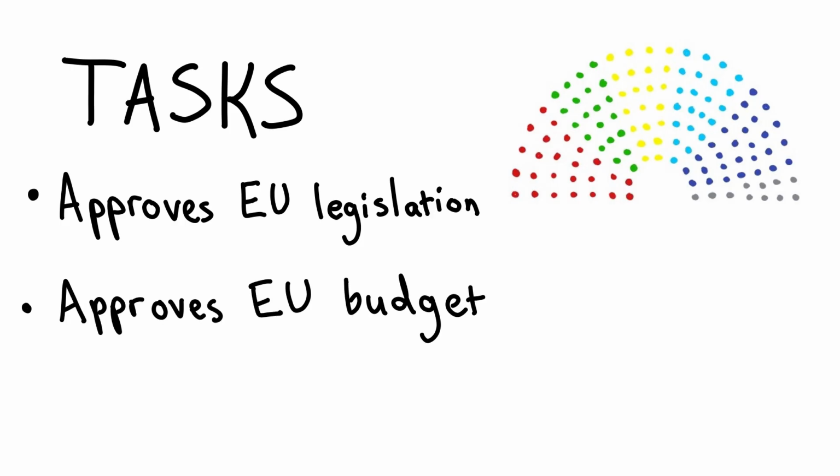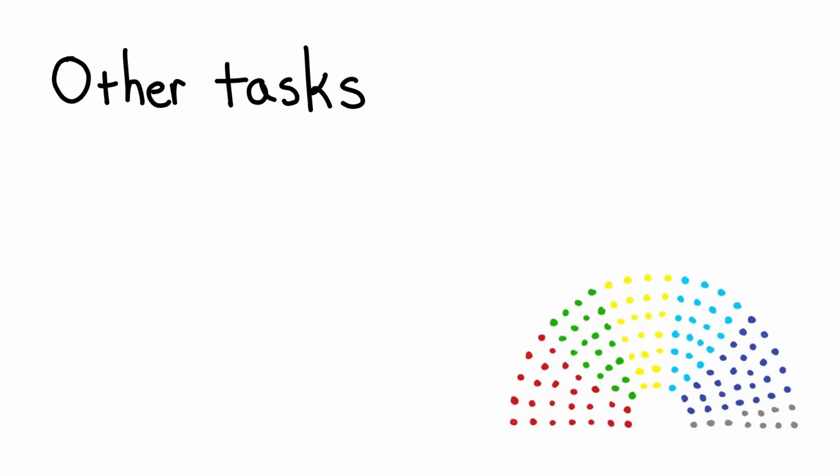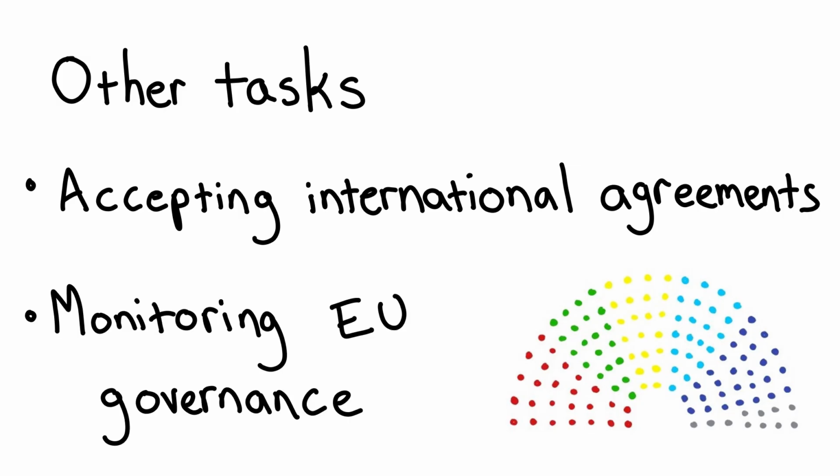Secondly, it has a say in the EU's budget that is proposed by the Commission, and the Parliament has to approve it. Thirdly, the Parliament also has to approve the Commission when a new one is selected, and if needed, it can dismiss the Commission too. Other important tasks the Parliament has include accepting international agreements and monitoring the functioning of the EU governance. For example, it keeps an eye on the Commission and other EU agencies.